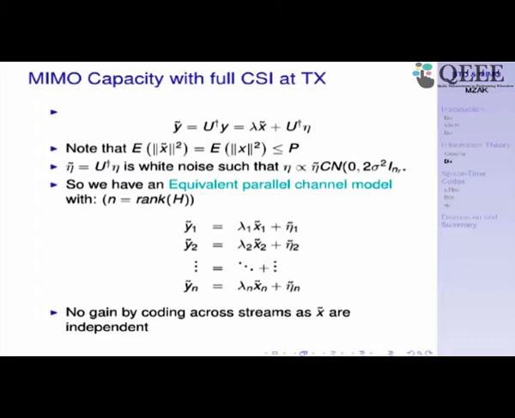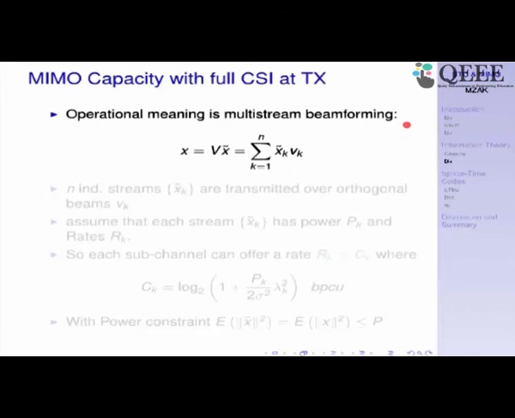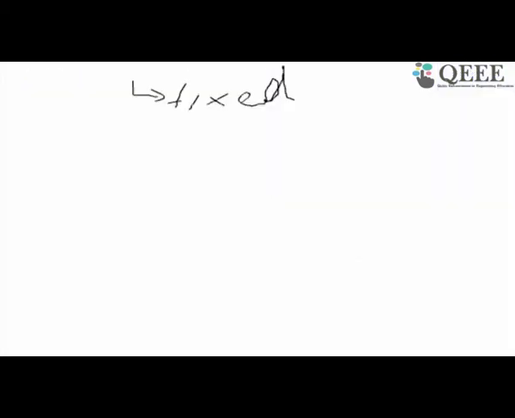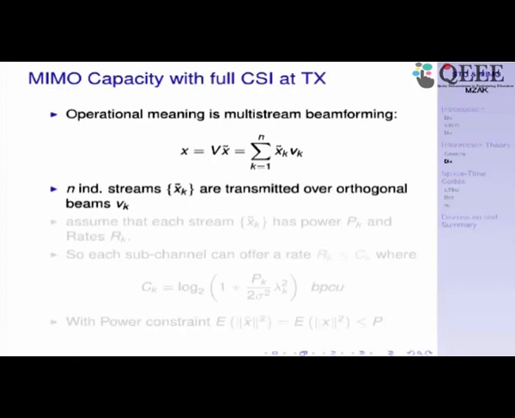This is from a capacity perspective. Okay. So the operational meaning is you are doing beamforming, where along each eigenvector you are sending xk tilde. So there are totally small n independent streams that are orthogonal, because the vk's are orthogonal.